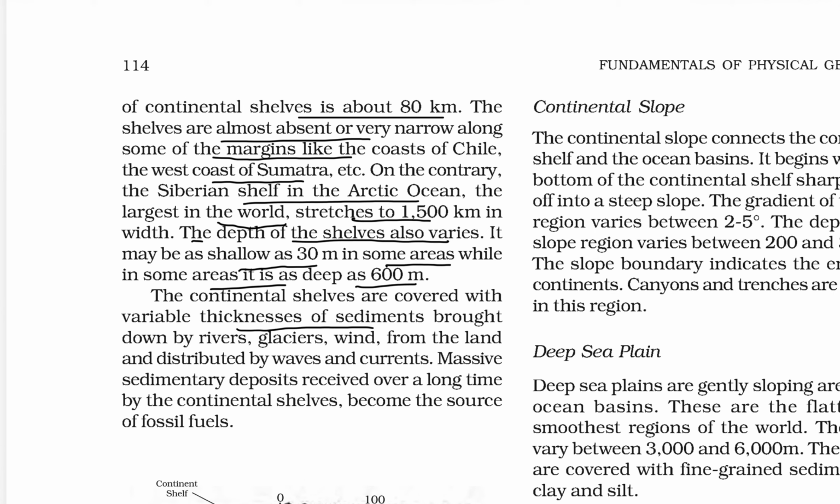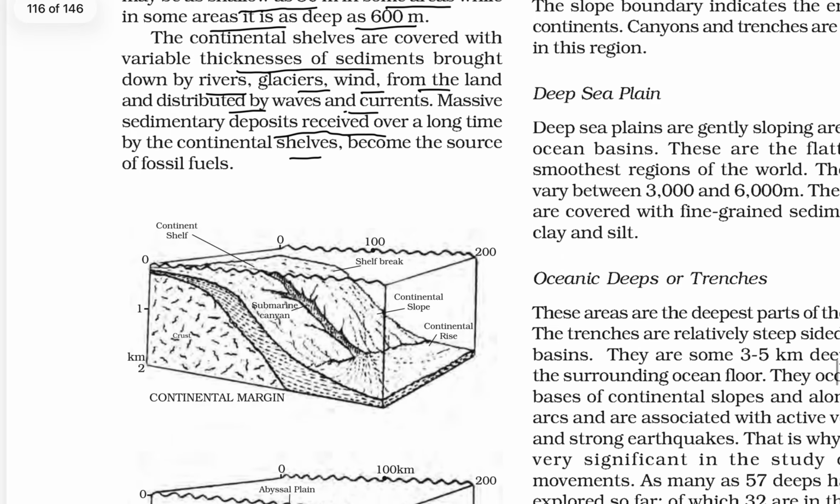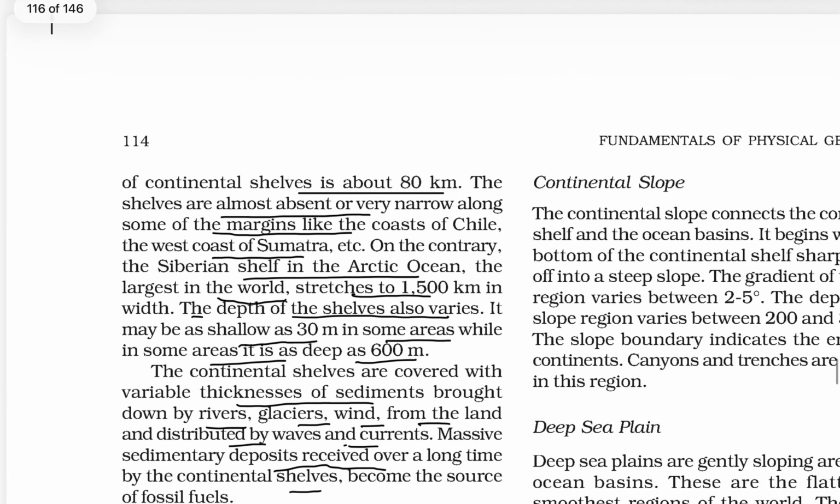So the continental shelves are covered with a variable thickness of sediments brought down by rivers, glaciers, and winds from the land and distributed by the waves and currents. Massive sediment deposits received over a long time on the continental shelf become the source of fossil fuels.